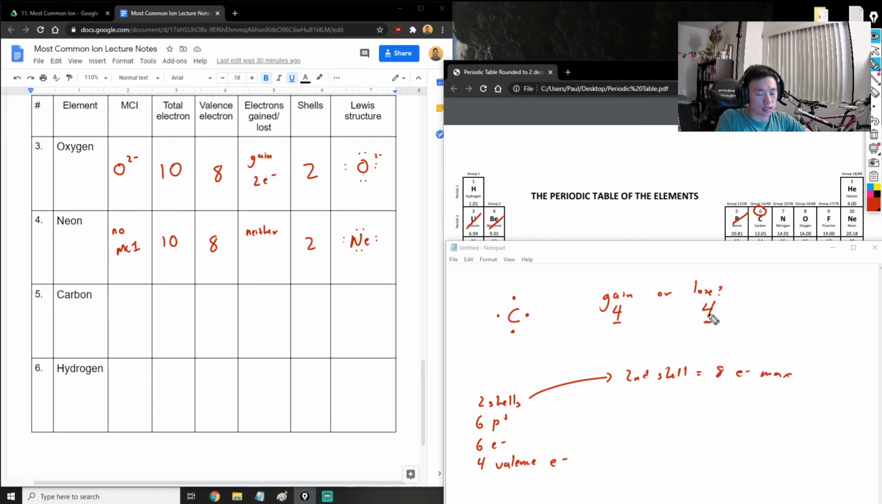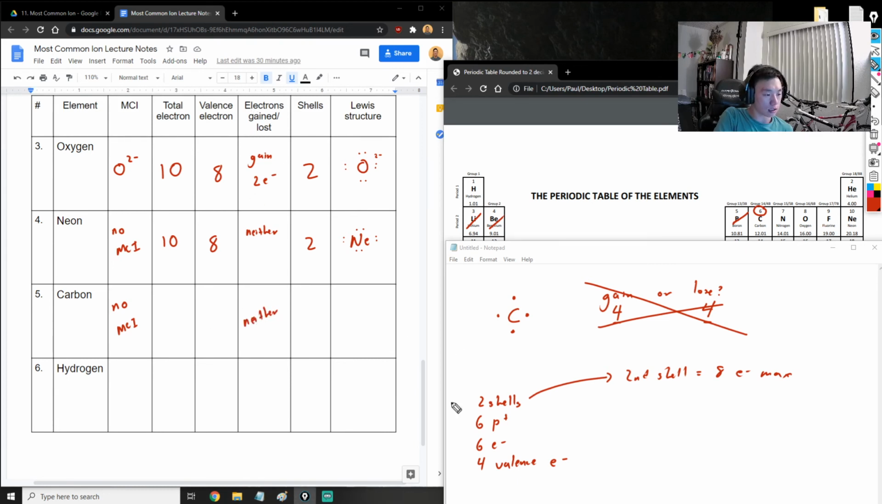Since the numbers are exactly the same, it's kind of hard to figure out, right? Because earlier either the number was greater for gaining or the number was greater for losing. But here the numbers are completely equal. And so if the numbers are completely equal, carbon wants to do neither. So carbon also has no MCI. So if you guys see an example where the number that you need to gain and the number you want to lose are the same, there's also going to be no MCI. It's not going to want to gain or lose.